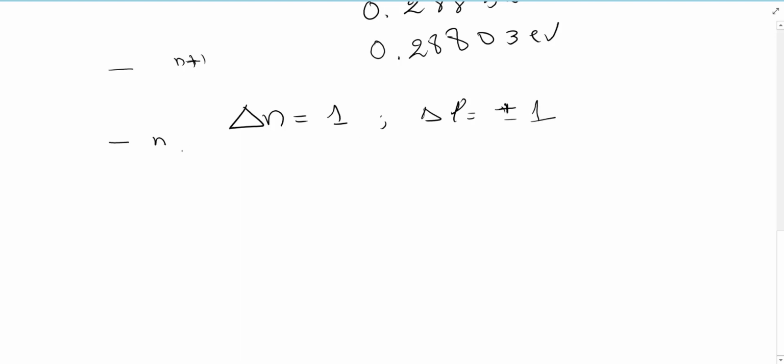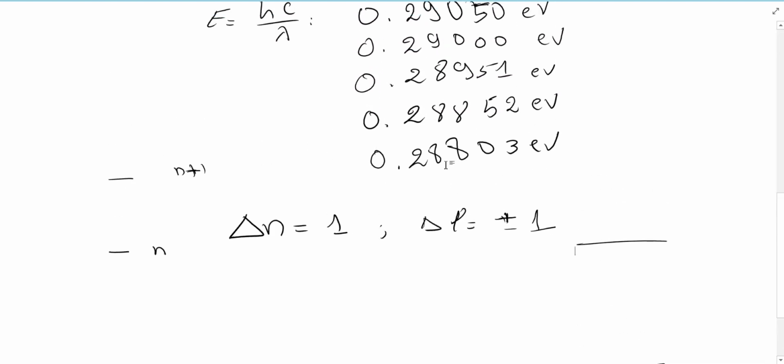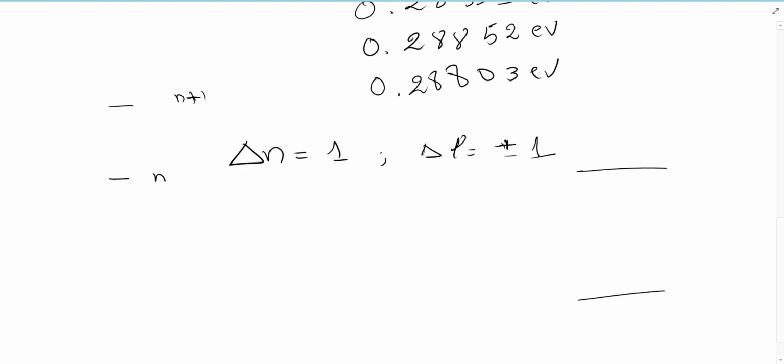Okay, so we have several possibilities. We need 5 of them because we have 5 lines in here, so we need to find them all. The first energy level, n, and this is n plus 1, the lowest energy level in this case corresponds to L equals 0. In this possibility, for n plus 1, we still have L equals 0, but we also have to have at least L equals 1. This is L equals 0.